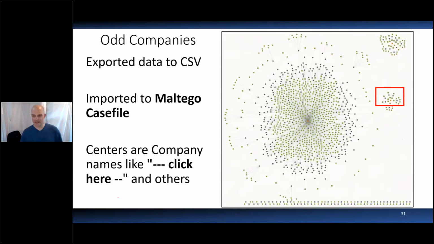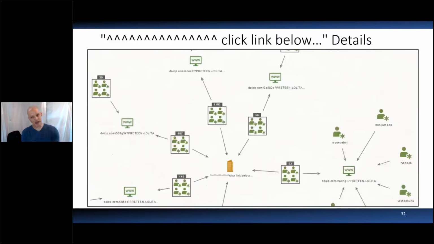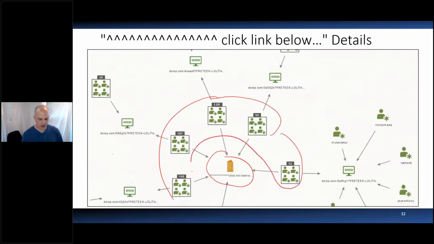And what we see is the name of the company, that's those dots in the middle, and then we see the accounts around them. It's like, wow, that's really neat to see. So let me show you if you drill down on one of them. This is for the click link below. And here we can see that the click link below company string has actually a whole bunch of user accounts that are tied to it.